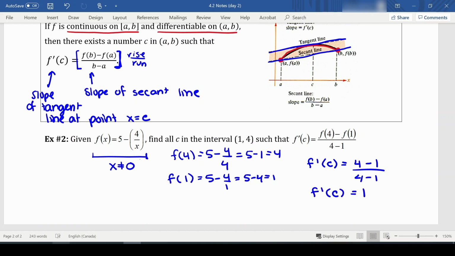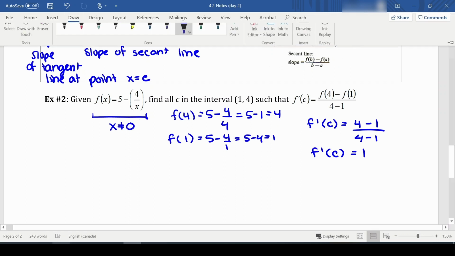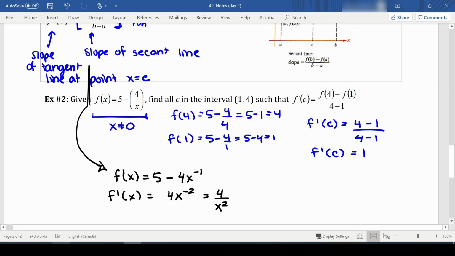So I need to find all c values where this is true, where f prime of c is equal to 1, that are in this interval. So I know I can find f prime of x. First, I'm going to choose to rewrite this as f is 5 minus 4x to the negative 1. f prime would therefore be 4x to the negative 2, or 4 over x squared.